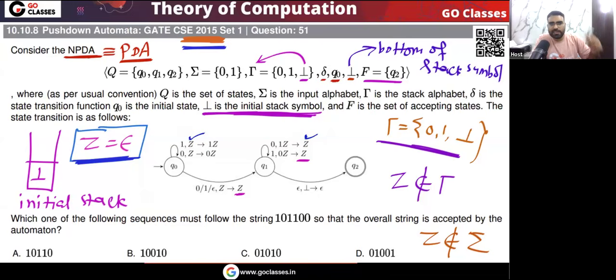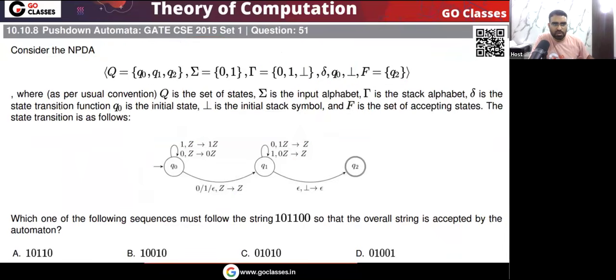Ultimately, this Z is basically epsilon. Okay. In the question, they forgot to mention it, but Z is basically epsilon. Now if you take Z equal to epsilon, then you can solve this question very easily. So tell me what you will get. Remember, Z is epsilon, so what will your PDA become? Let me recreate the PDA.